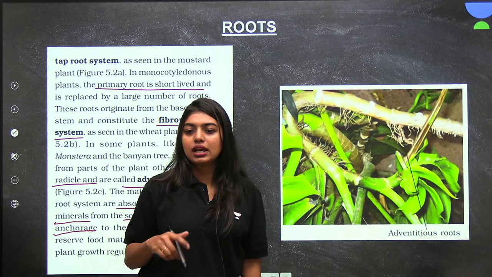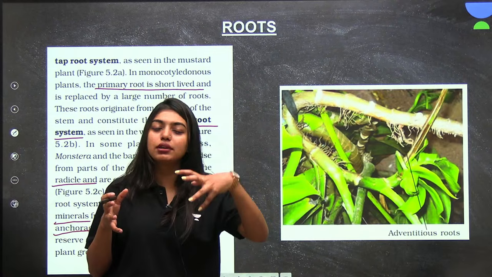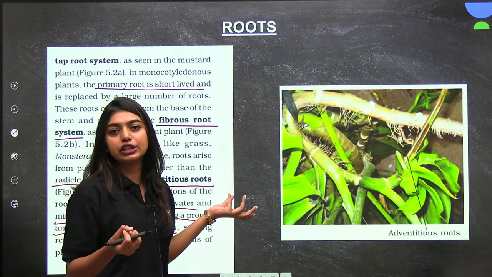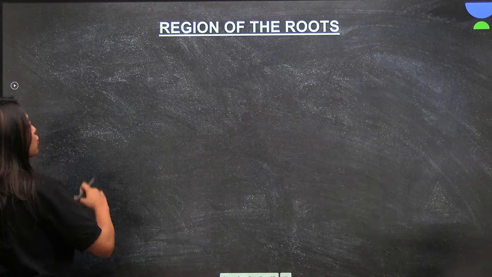See, radical root means what? The radical is giving rise to the root, and that primary root is able to withstand throughout, right? But you do not see that in fibrous and adventitious roots. So, which will be your radical? Your taproot, the strongest root, right? Now, let's go to the regions of the root.